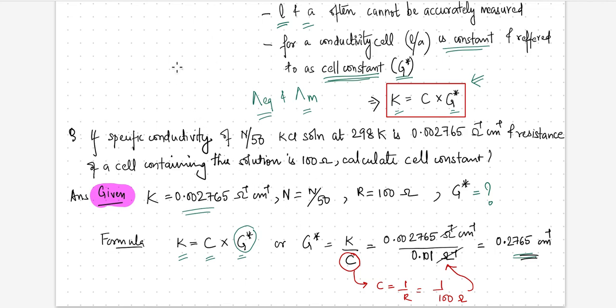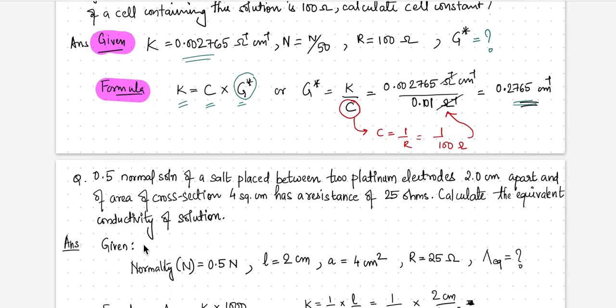So this is the first numerical, and I hope this is clear to all of you. Again, in the numericals, the first thing that you should always do is write the given things, and then try to find out the formula that we use to solve that particular problem. Okay, now let's look at another example.